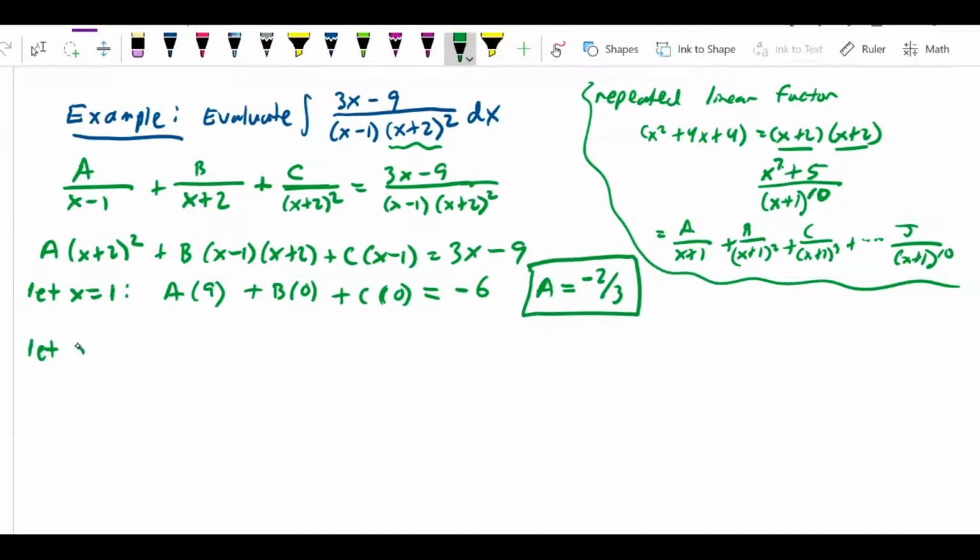Now let x equal negative 2. We have factors of x minus 1 and x plus 2, so the next natural thing to try is negative 2, because that's going to zero the x plus 2 factor. So this gives us A times 0 plus B times 0 plus C times negative 3, and that's going to equal negative 2 times 3, which is negative 6, minus 9, which is negative 15. So negative 3C equals negative 15, or C is equal to 5.